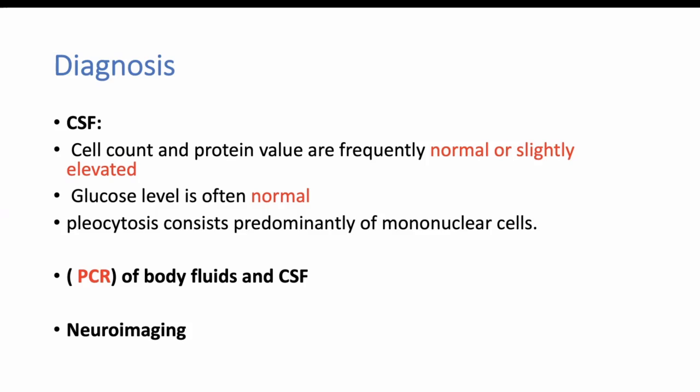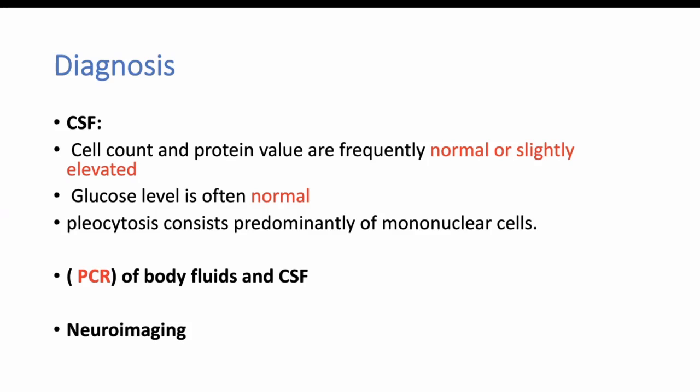Herpes simplex can be detected by PCR of the CSF, and there is also a role for neuroimaging. If the patient presented early in the course, they will usually have a negative PCR. So if you have a highly suspicious situation of herpes simplex, you need to repeat your CSF by day 3 till day 7.